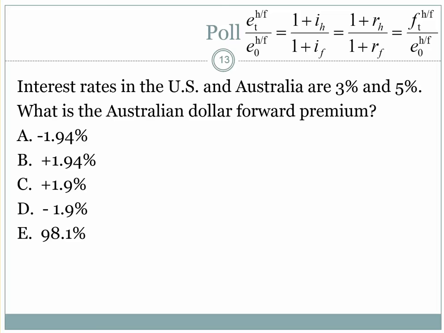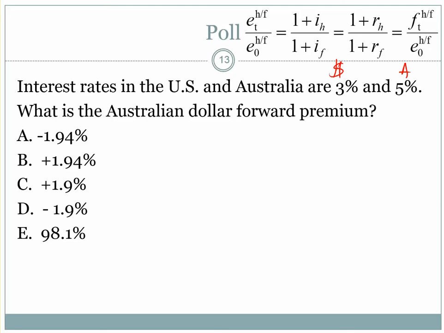Here's another problem. Say interest rates are 3% in the US and 5% in Australia. What's the Australian dollar's forward premium? In other words, what is the expected, or forward, price, and what percentage is it above the spot price?